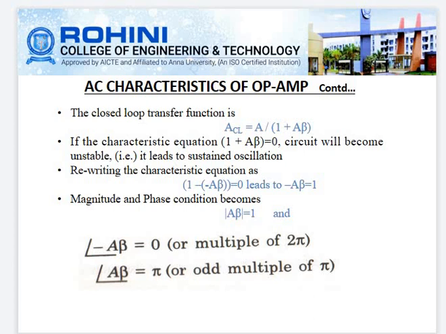The circuit will become unstable, that is, it leads to sustained oscillation. Rewriting the characteristic equation, 1 minus of minus A beta equal to 0. This leads to minus A beta equal to 1. The magnitude and phase condition becomes magnitude of A beta equal to 1. So phase angle of minus A beta is 0 or a multiple of 2 pi, and phase angle of A beta is pi for odd multiple of pi.